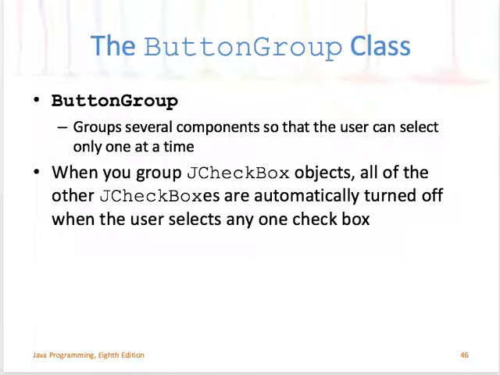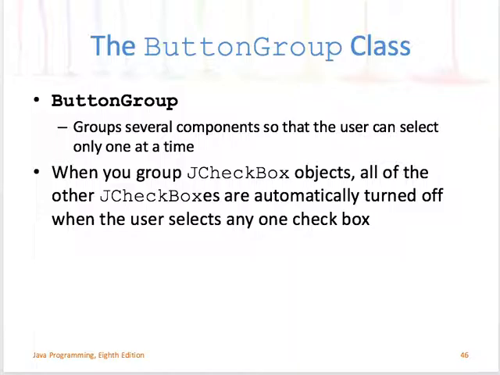You have something called a button group. It groups several components so that the user can select only one at a time. So that's if you have a checkbox and say you have four options. The question is, pick your favorite basketball team. You have the Cleveland Cavaliers, the Los Angeles Lakers, the Boston Celtics, and the Miami Heat. But you can only select one team. So if you select the Miami Heat, it will not allow you to select the other ones.